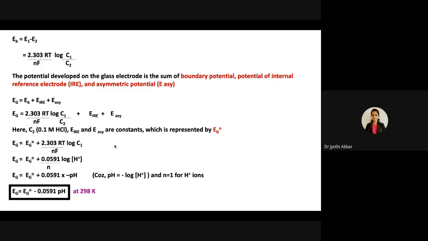In this part, the construction part, I have not written in this slide, but it's there in the notes. Like I explained, it consists of a glass tube with a glass bulb at the bottom. These all parts come under the construction. So you have to write those sentences with respect to construction, and then the ion exchange reaction, and then explain that the bulb is filled with so and so solution, it consists of an AgAgCl electrode. All those things we have to write with respect to construction. And from this boundary potential onwards, these all come under the working part.